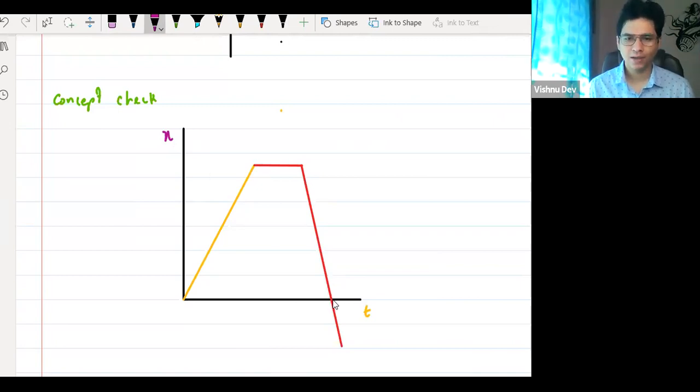Sir, as time is increasing, right? यहाँ से यहाँ position क्या हो रहा है? Change हो रहा है. It is a position time graph. X is position. So first it is a position time graph. But which position? Distance or displacement, right?